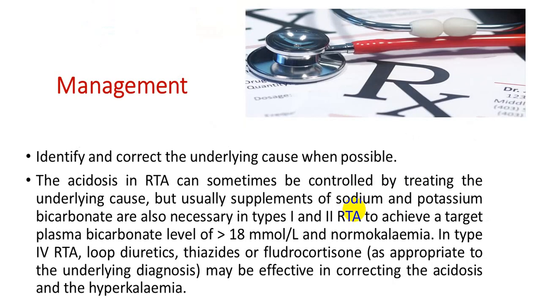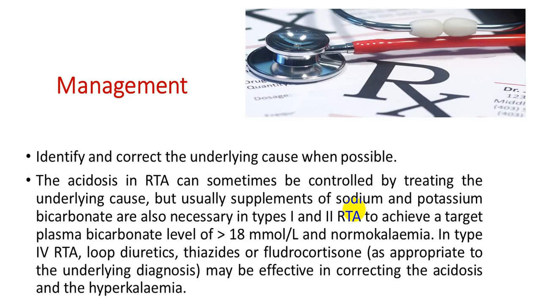How would we manage such cases? We should identify the correct underlying cause when possible. Always in your management, you should look for the root cause. Without knowing the root cause, we will do nothing. We will throw stones in the dark. The acidosis and renal tubular acidosis can sometimes be controlled by treating the underlying cause.